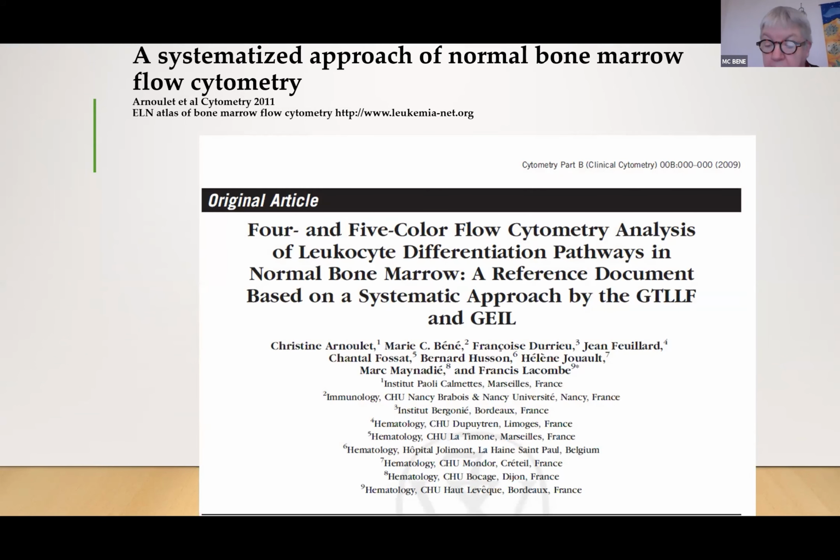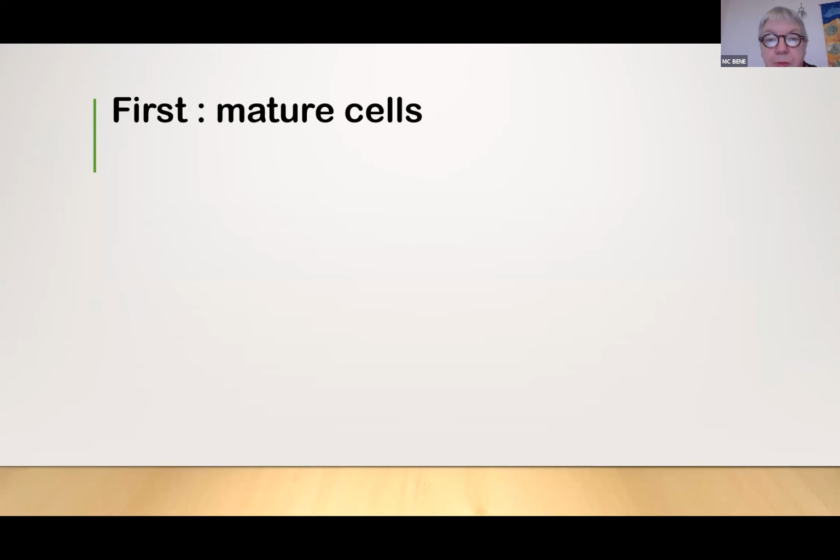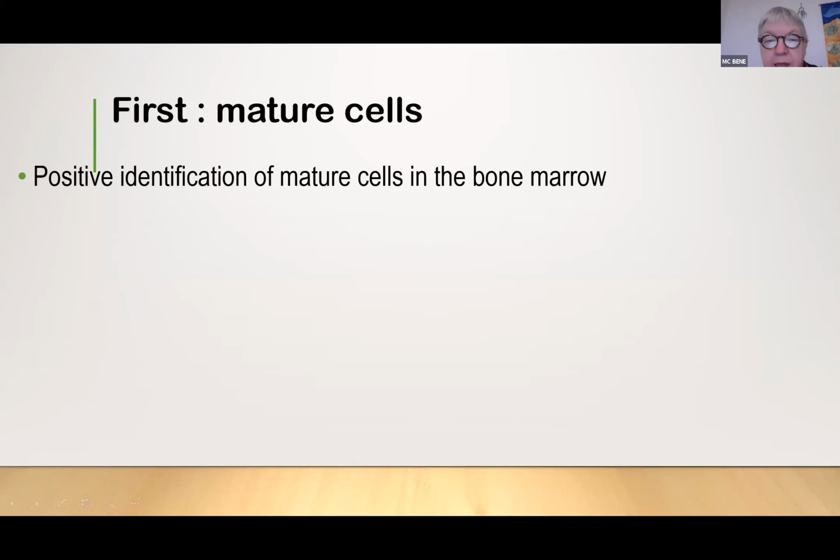This was a study that we did with 4 and 5 color cytometry. We thought it would be important to first delineate the normal maturing cells of the bone marrow, to have a positive identification of those mature cells and assign them a color code. You can, of course, use any kind of color code that you wish. I'm just going to show you what we chose and that I'm going to use throughout this presentation.